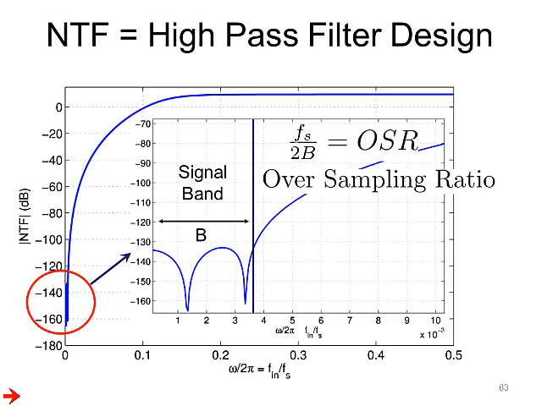An example of a noise transfer function, which is basically a high-pass filter transfer function, is shown here. You can see that the gain of the noise transfer function is very, very small inside the signal band. The signal bandwidth is denoted by B, and this quantity Fs over 2B is often called the oversampling ratio, or the OSR, which is a very common acronym you will come across in delta sigma work.